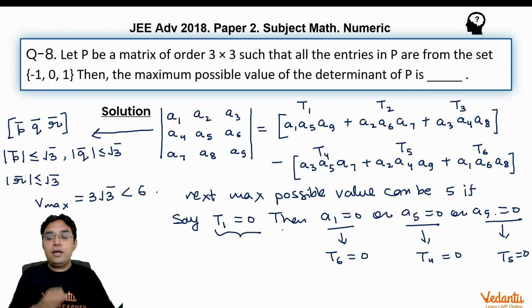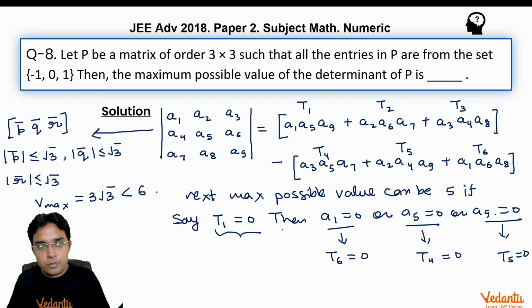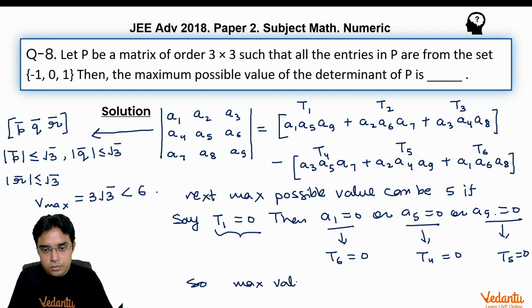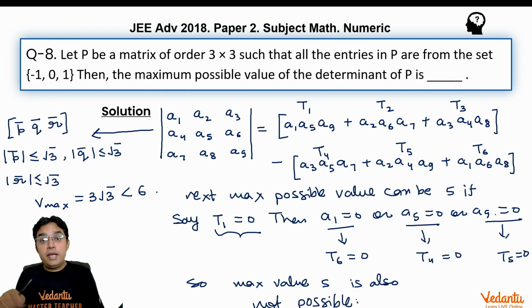So what we were assuming, that I will make one of them 0 and the other 5 to be 1 or minus 1, is just not possible. So once again, I can say that maximum value 5 is also not possible. Okay, now coming to the next possible, that is I think 4.